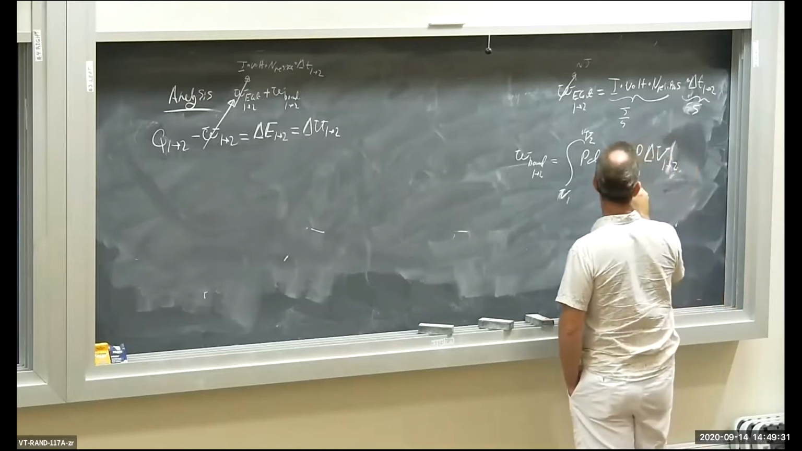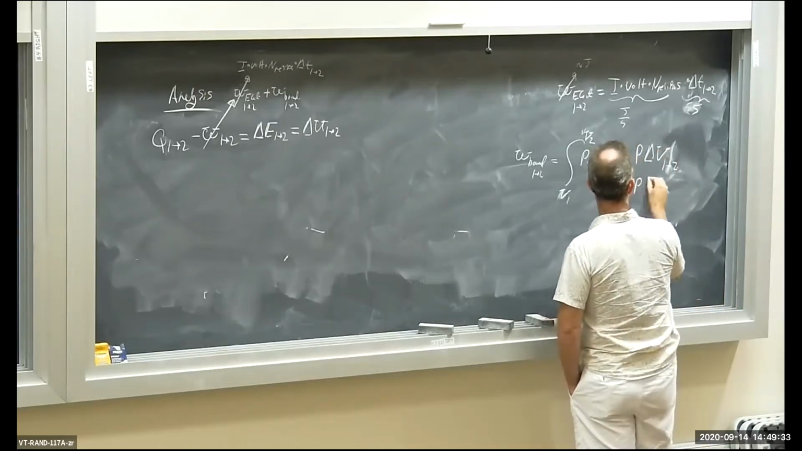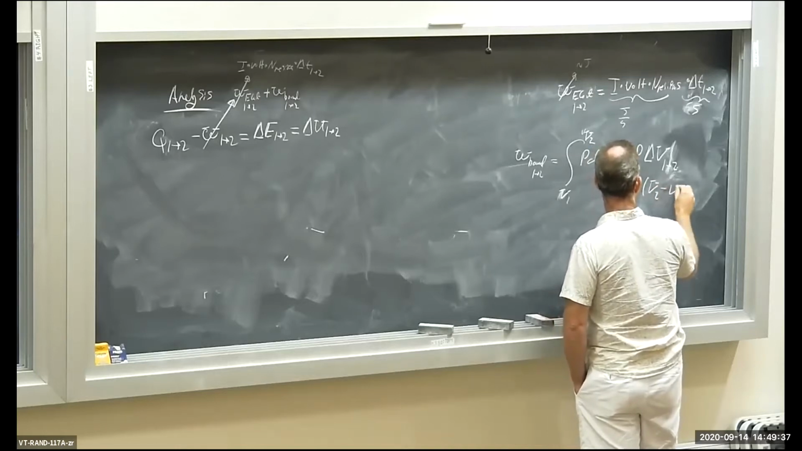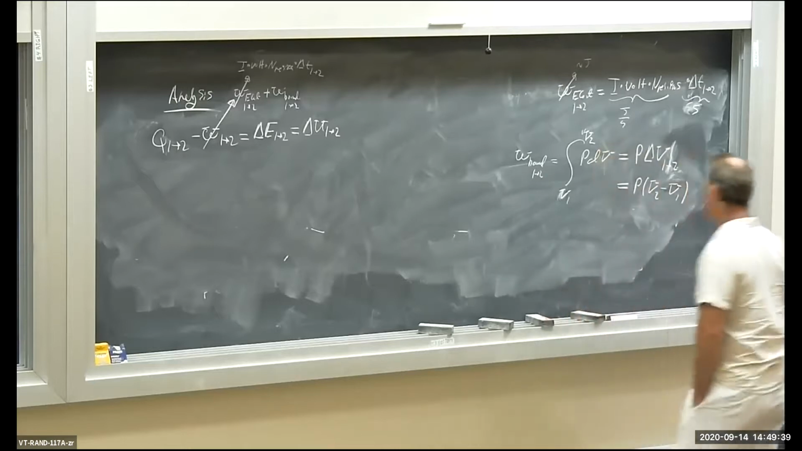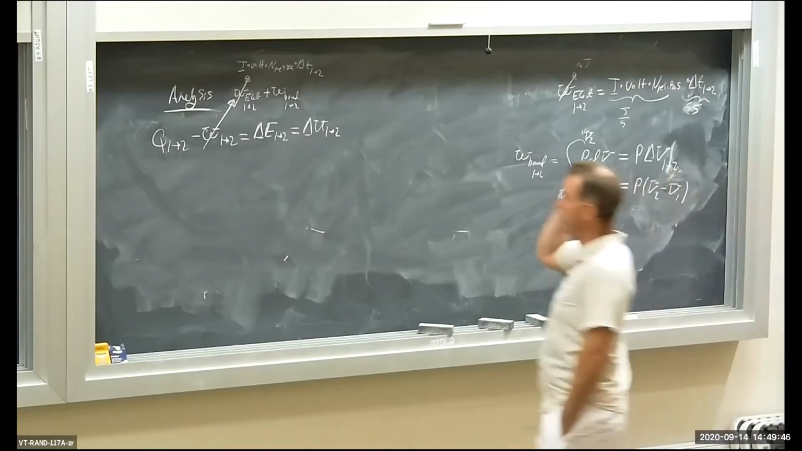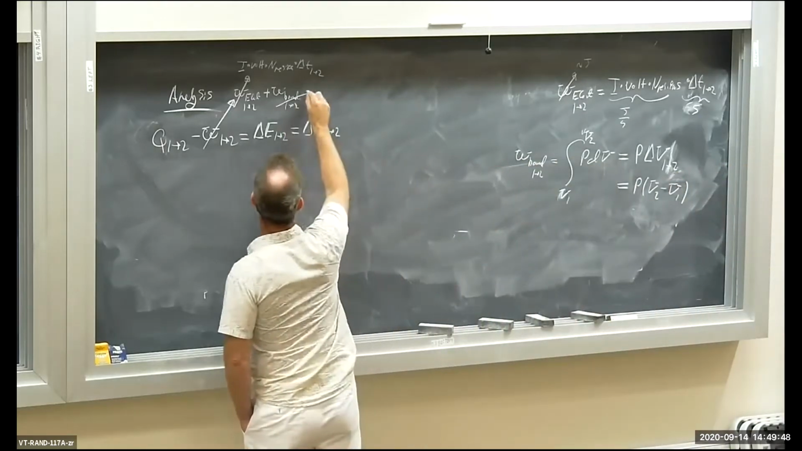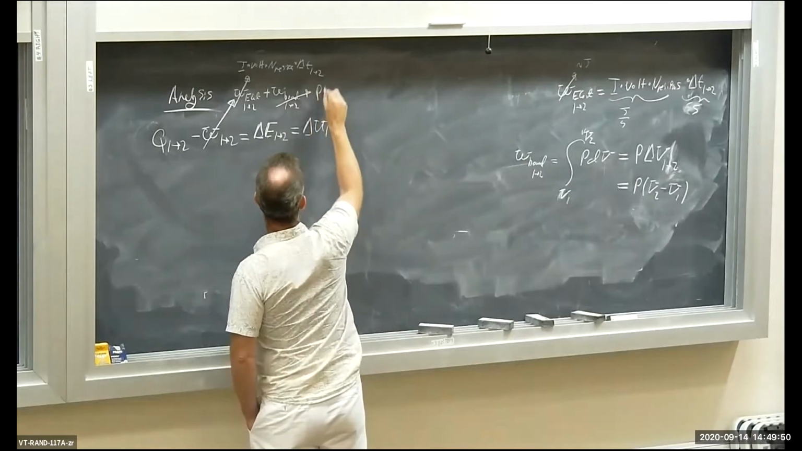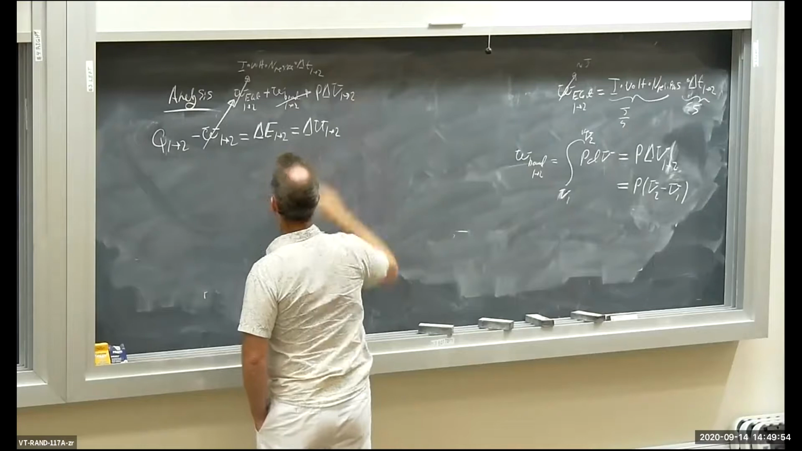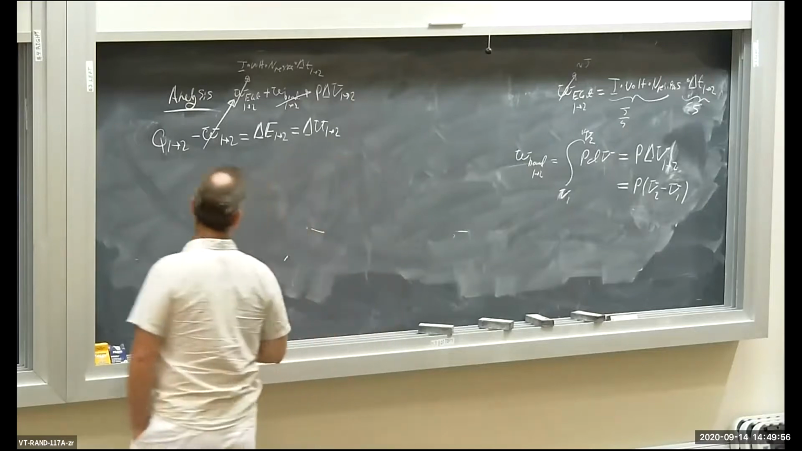Or if you like, P times (V2 minus V1), okay? P delta V or P (V2 minus V1). So this guy here, not much room, is P delta V from 1 to 2. So let's write what I got.